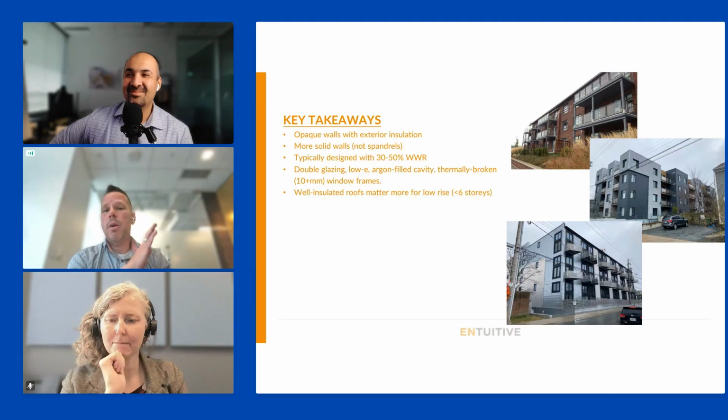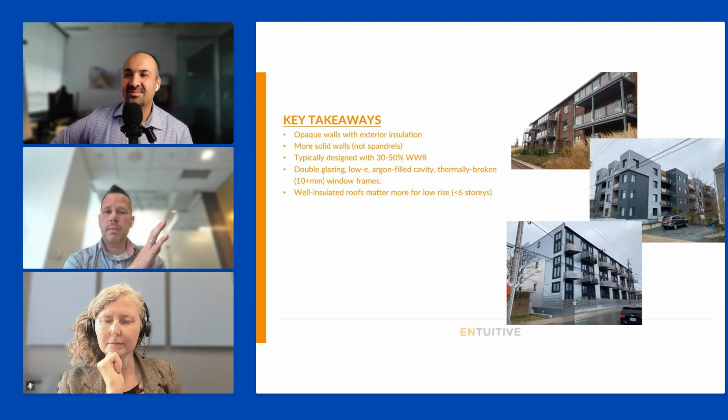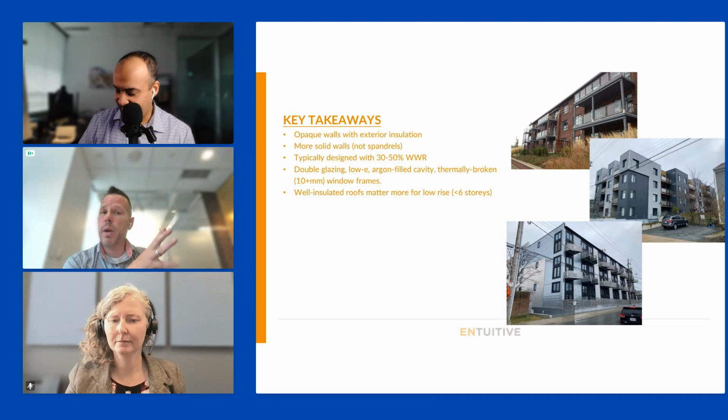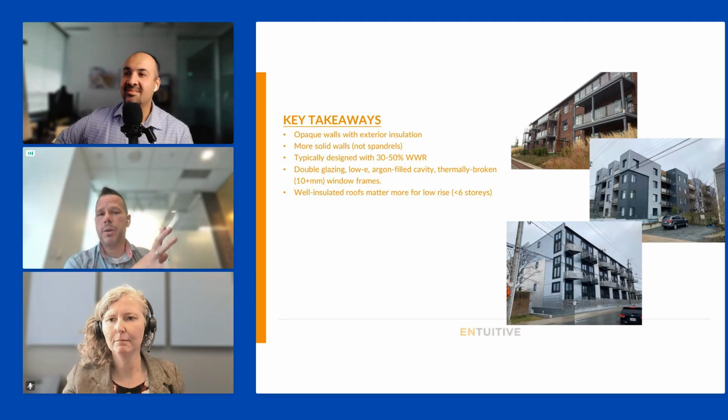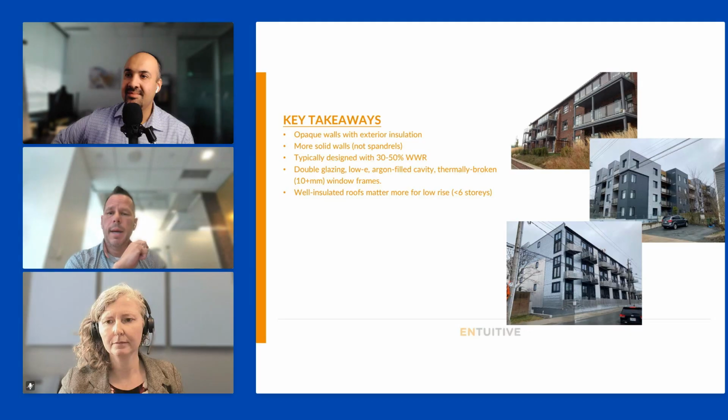You will see more opaque walls, so a lower fenestration to wall ratio, or window to wall ratio, more solid walls, not spandrel panels. Again, there are some ways to make spandrel panels more thermally efficient. Spandrel panels are those opaque portions that are part of a window wall or curtain wall system. Typically, you'll see maybe 30 to 50% window wall ratio. 40 is pretty much ideal. You can get away with a bit more if you have a really good opaque enclosure or really good windows.